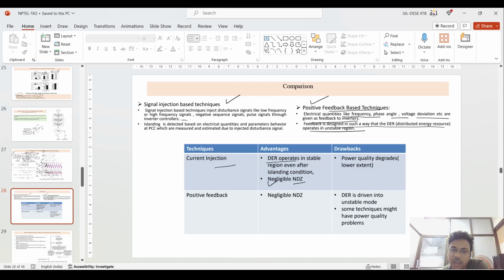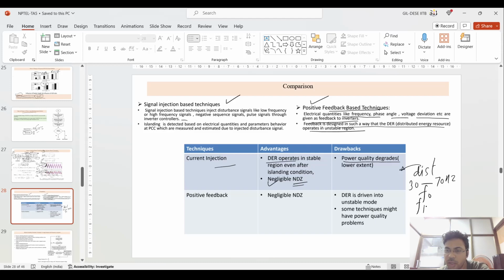So what are the advantages of this? The current injection method has a negligible NDZ, because we have learned that the non-detection zone is a major problem with passive islanding detection techniques. This problem is avoided in active islanding detection techniques. But the drawback here is that power quality degrades. Why? Because you are injecting a disturbance into the system.